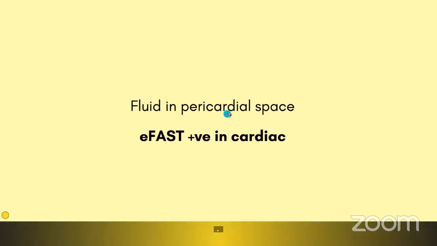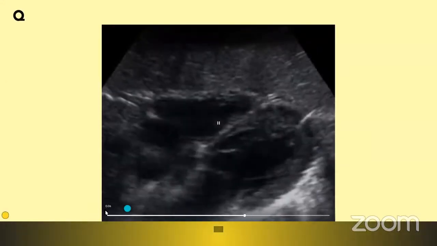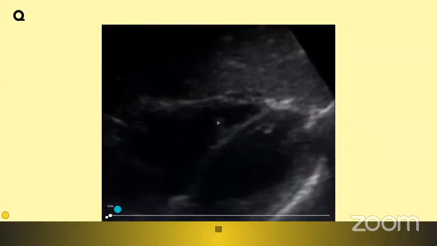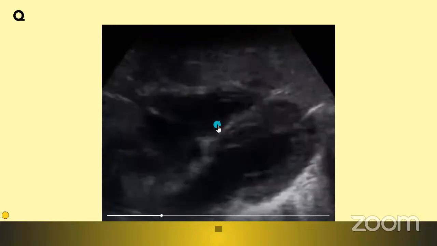Yeah. So there is fluid in the pericardial space. So eFAST was positive in the cardiac region, or we can say eFAST is positive in the pericardial space, suggesting pericardial effusion. So we need to correlate with the history and examination. Fine. Moving on. This is another image which you see here. This is a subxiphoid view.